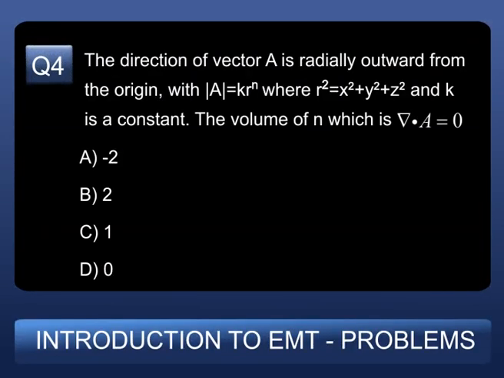Question number 4. The direction of vector A is radially outward from the origin with magnitude of A, that is, magnitude of A equals k into r power n, where r square equals x square plus y square plus z square and k is constant. The value of n for which del dot A equals 0 is: option A minus 2, option B 2, option C 1, option D 0.